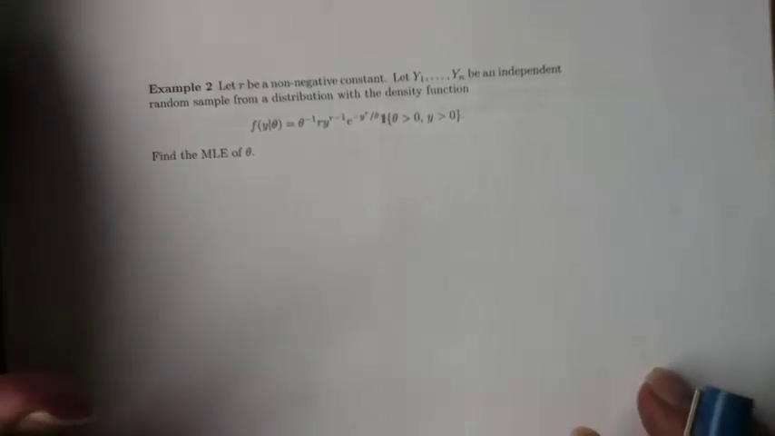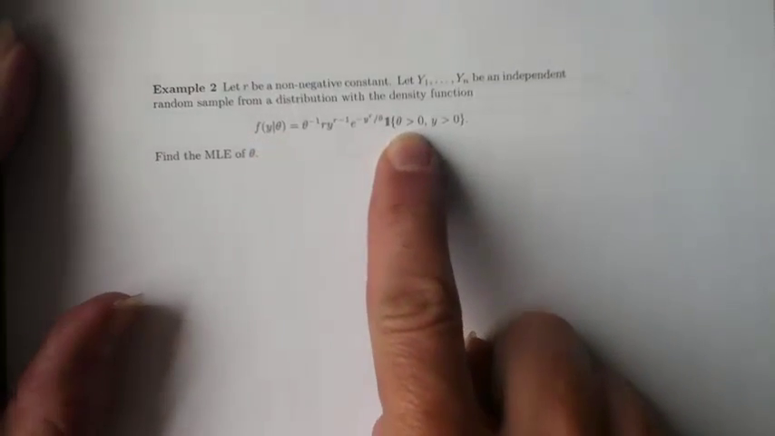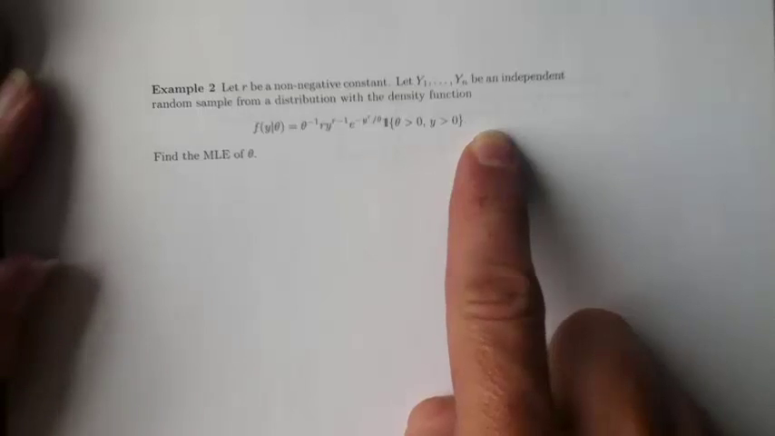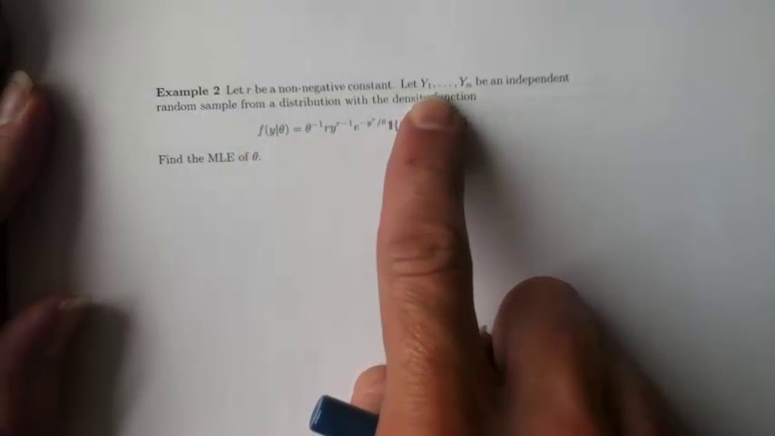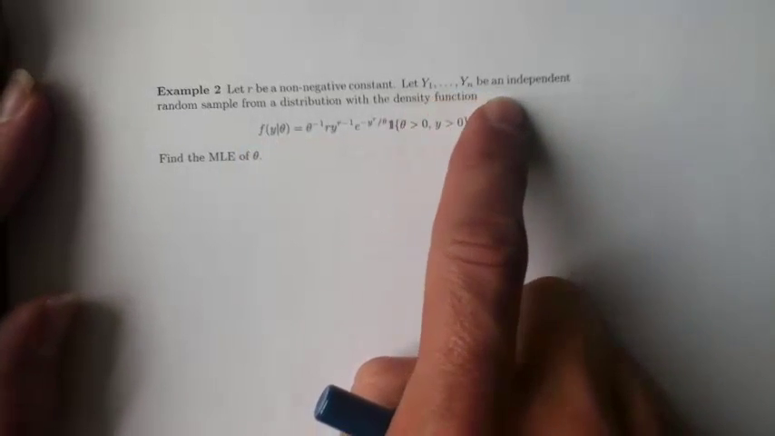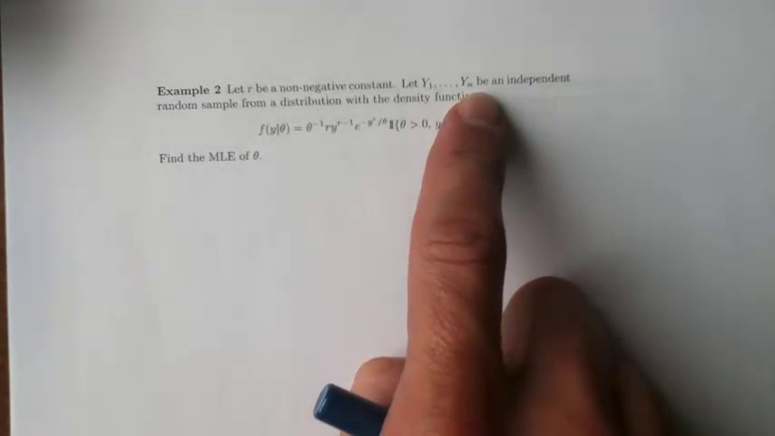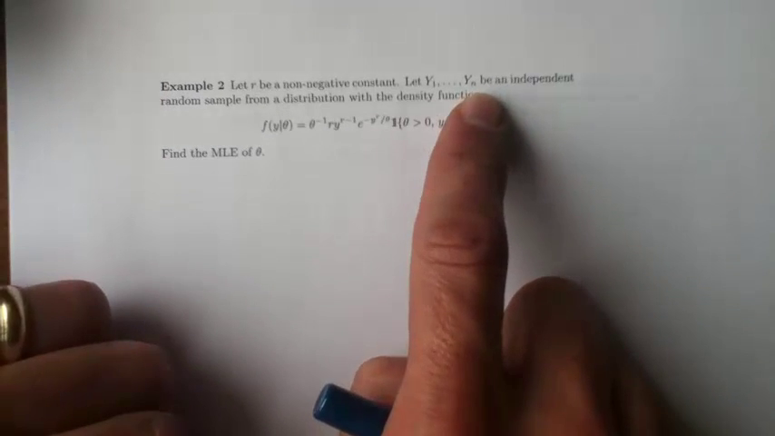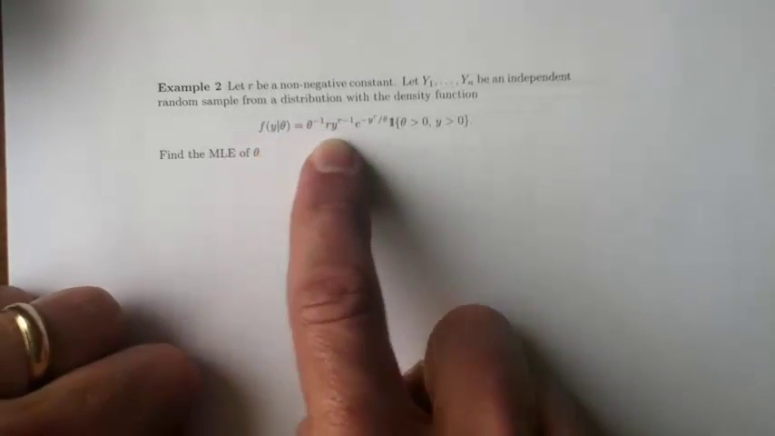Another example, here's some other distribution. I don't know what it's called. Maybe you can find it in the book. I'm not sure. Let's suppose that y1, y2, through yn are independent random variables. They can be a random sample from a distribution with this kind of a density function.